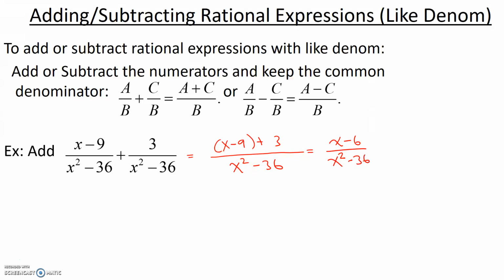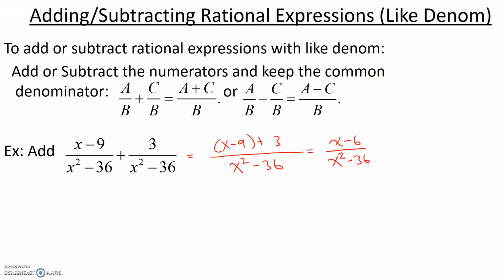So all we've done, we recognize that we have a like denominator. So when we add or subtract fractions with the like denominator, the denominator stays, and we simply add the numerators. X minus 9 plus 3 is x minus 6, since negative 9 plus 3 are like terms.